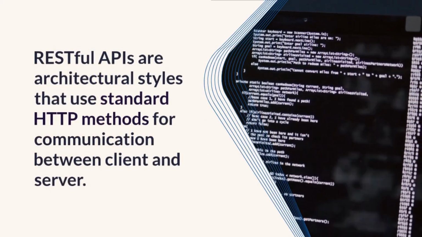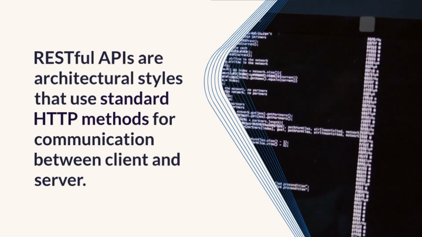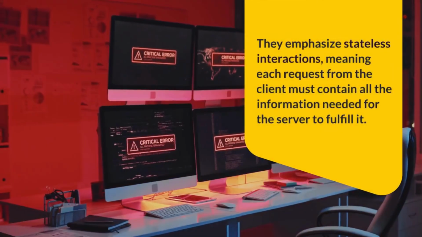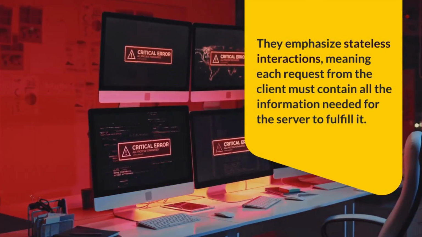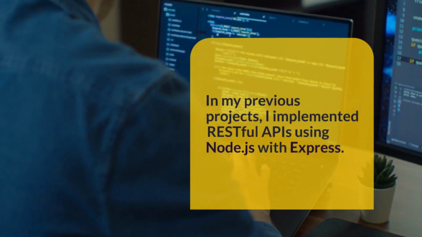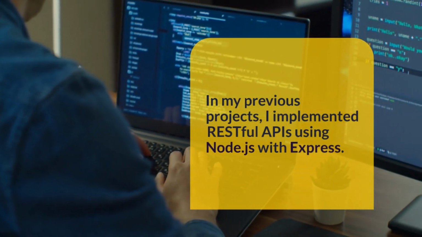7. Explain the concept of RESTful APIs and how you've implemented them. RESTful APIs, representational state transfer APIs, are architectural styles that use standard HTTP methods for communication between client and server. They emphasize stateless interactions, meaning each request from the client must contain all the information needed for the server to fulfill it. In my previous projects, I implemented RESTful APIs using Node.js with Express.